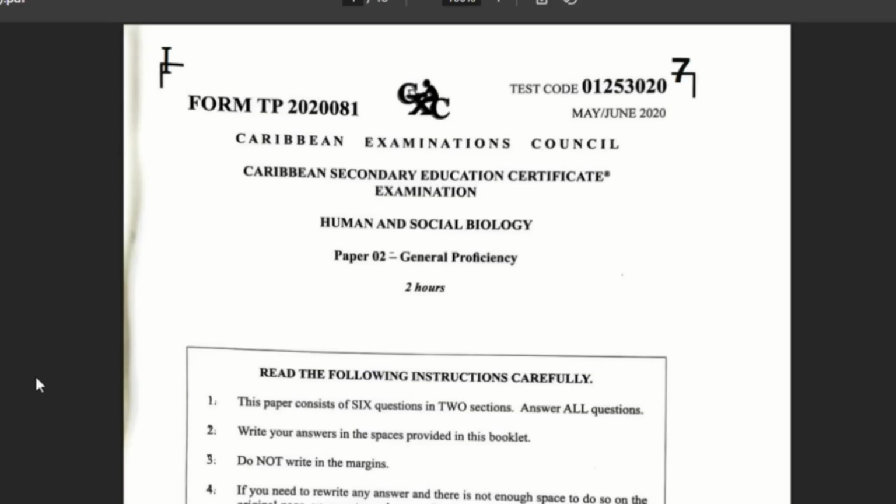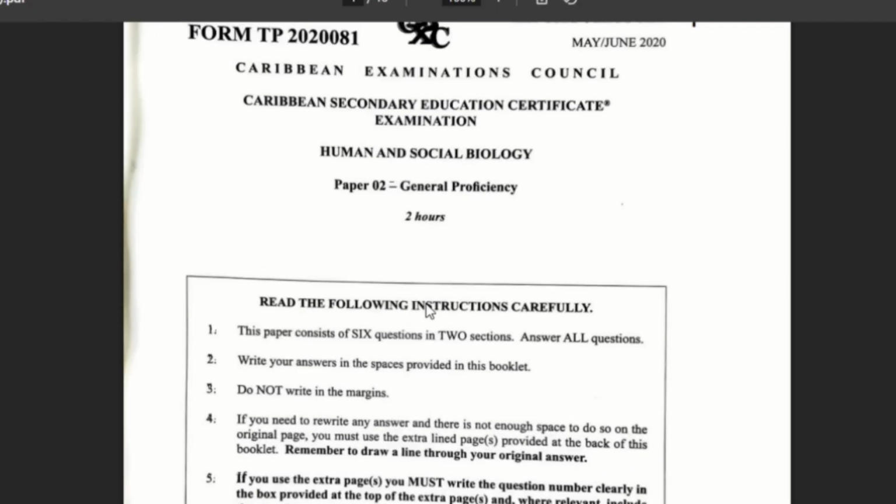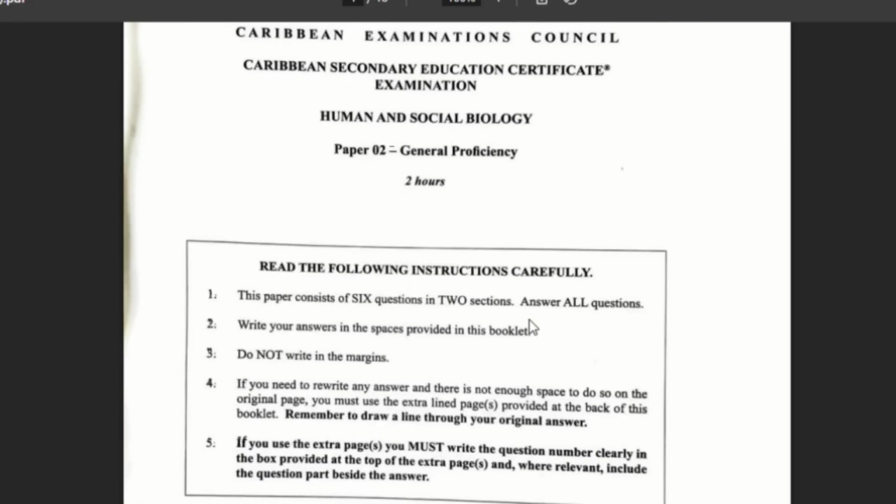Okay, so basically this is another past paper that we're going to go through. This one is taken from 2020. It's the same instructions. It just says this paper consists of 6 questions in 2 sections and all that stuff. You should actually read the front page just in case things change. Always read the front page for the different instructions. But now let's get into the real question.